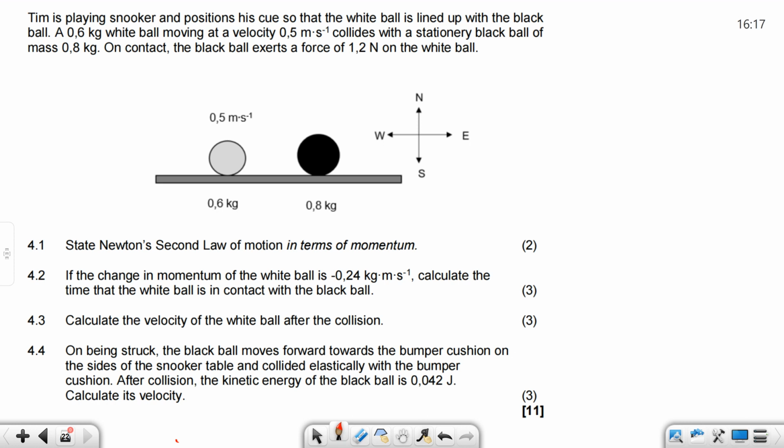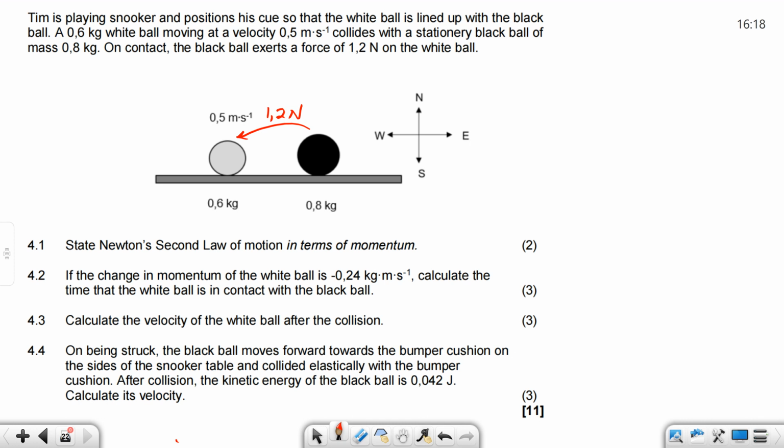A 0.6 kg white ball moving at a velocity of 0.5 collides with a stationary black ball of mass 0.8. On contact, the black ball exerts a force of 1.2 newtons. In this case now we are bringing in Newton's third law. If object A exerts a force on object B, B will simultaneously exert a force on object A equal in magnitude but opposite in direction.